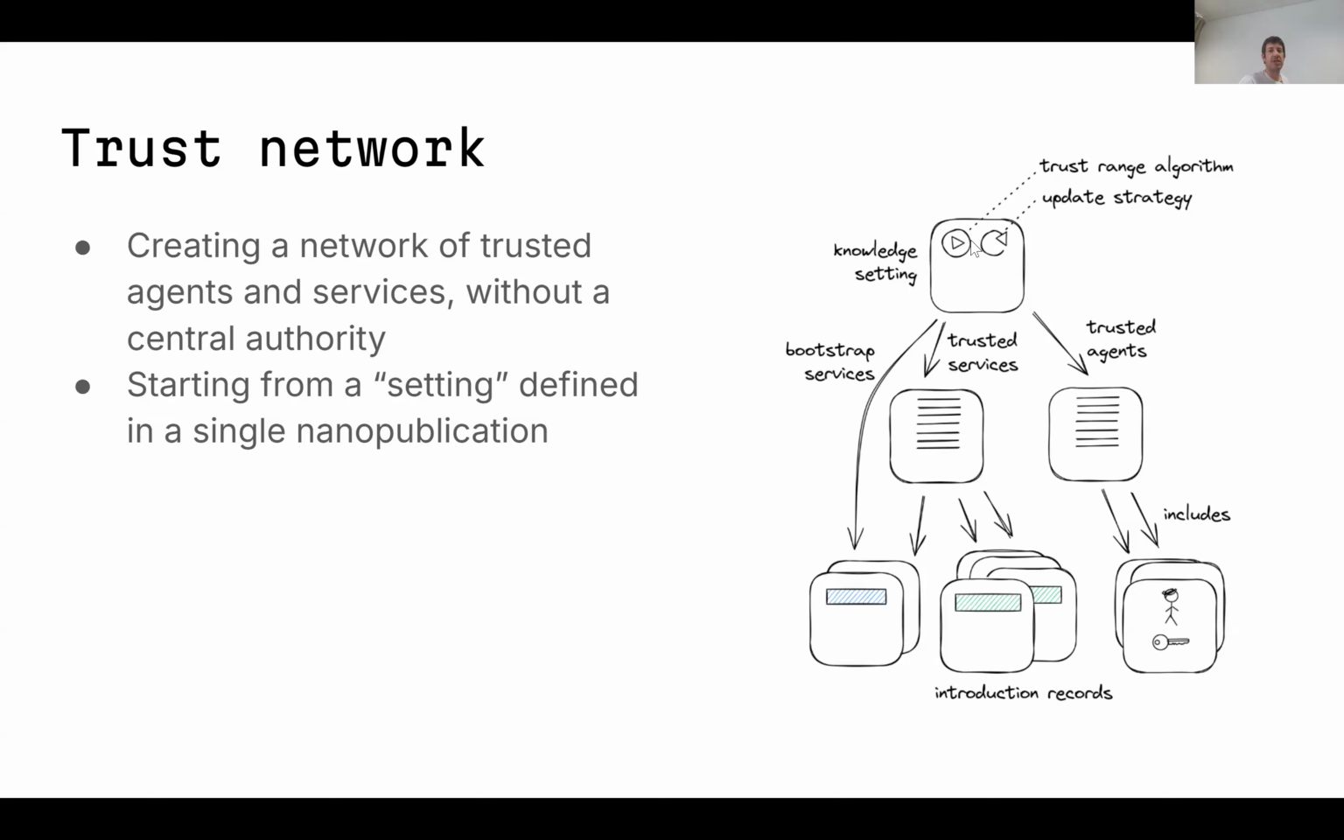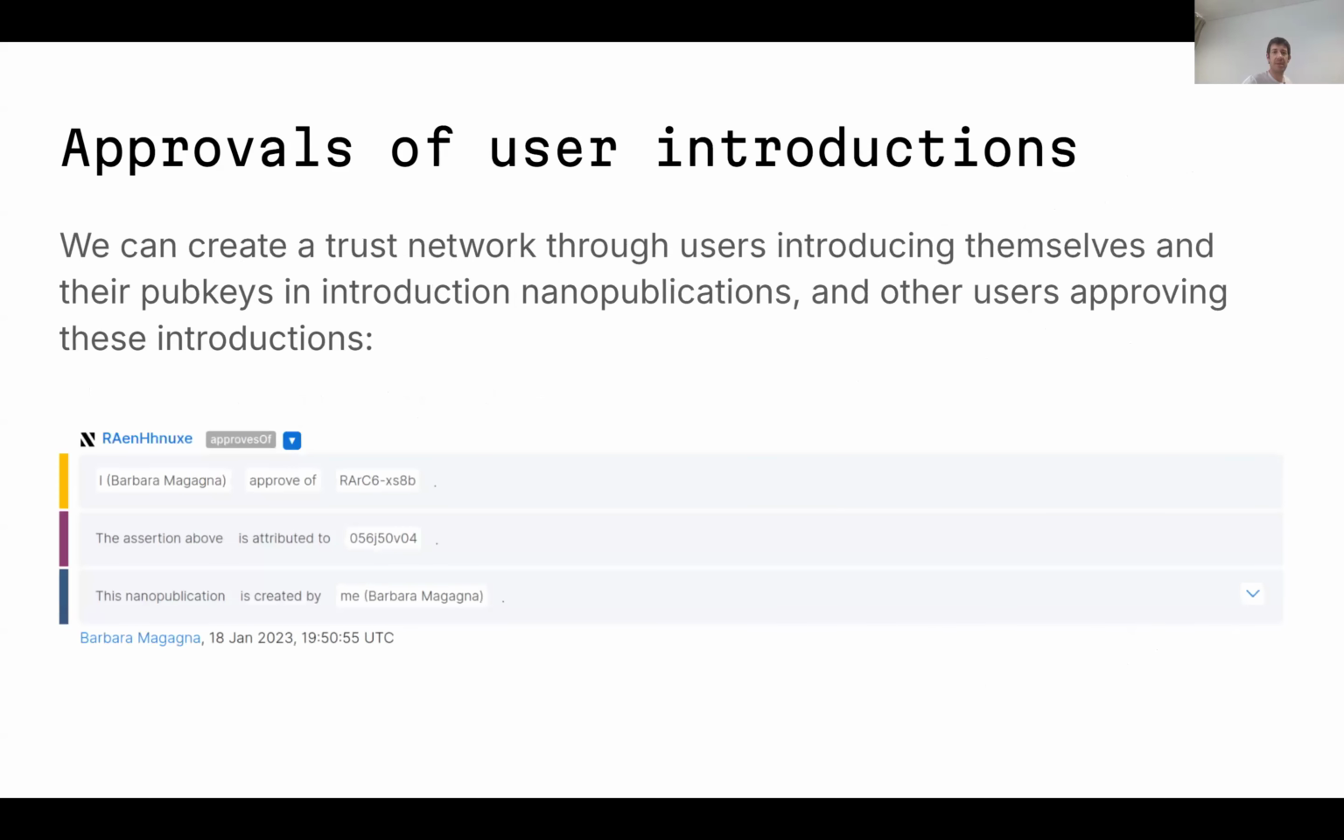And the trust range algorithm is actually the most important part here. It basically says, once you trust these people, who else do you trust? And the most important element there is the approval of user introductions. So assuming this thing is a nanopublication, that's just the short ID of a nanopublication. And now in this case, Barbara approves of this introduction. So in here, and encoded in the hash as well, is a person saying, this is me, these are my pub keys. And now Barbara approves it.